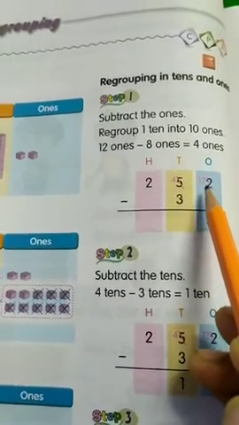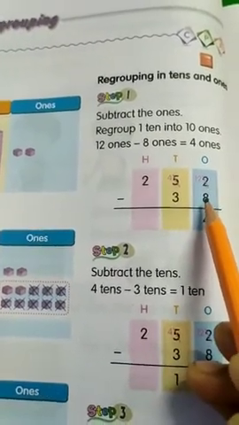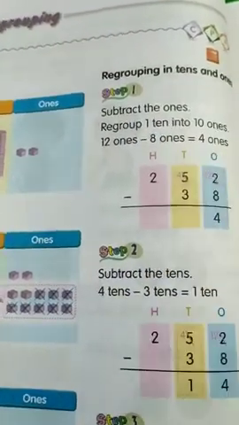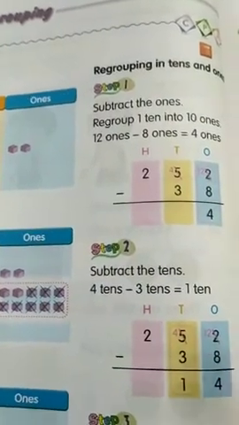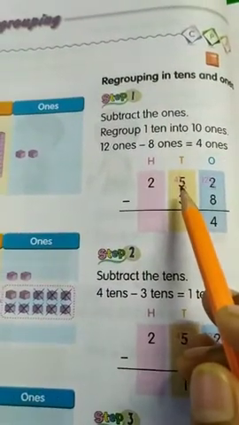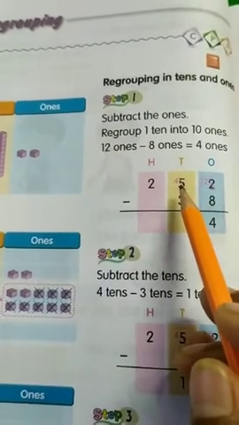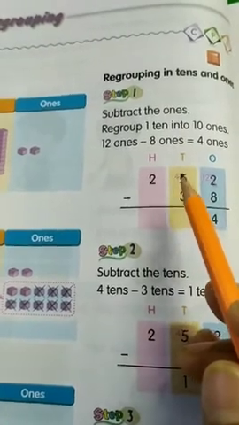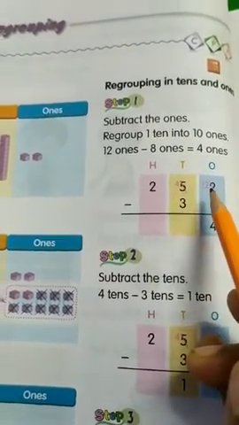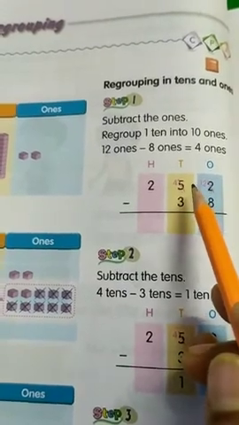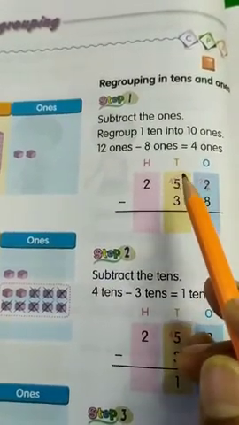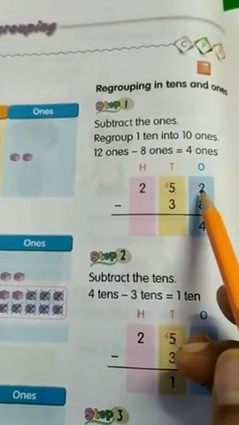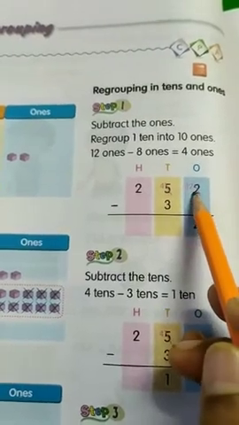Okay, so now 2 is smaller than 8, right? So what are we going to do? 1 ten into 10 ones. So we will borrow from 5, that is 5 tens. Yes, we'll borrow from 5 tens. We will remove 1 ten and give it to this poor 2 ones. Okay, so here we removed 1 ten, it became 10. 10 plus 2 became 12.